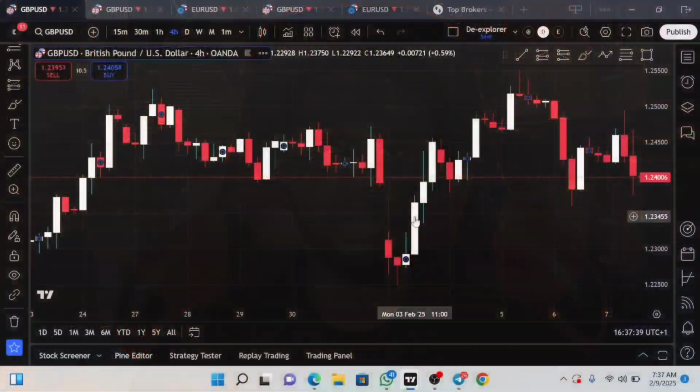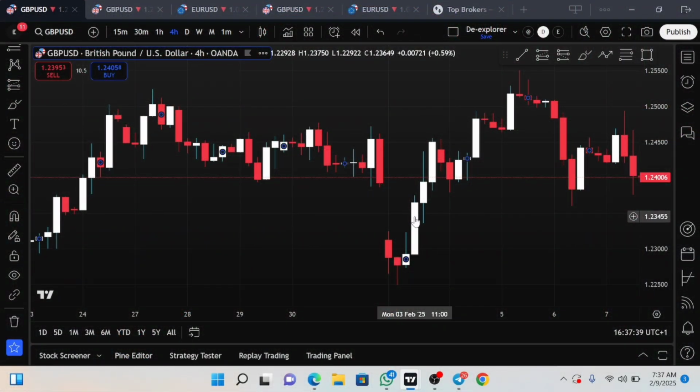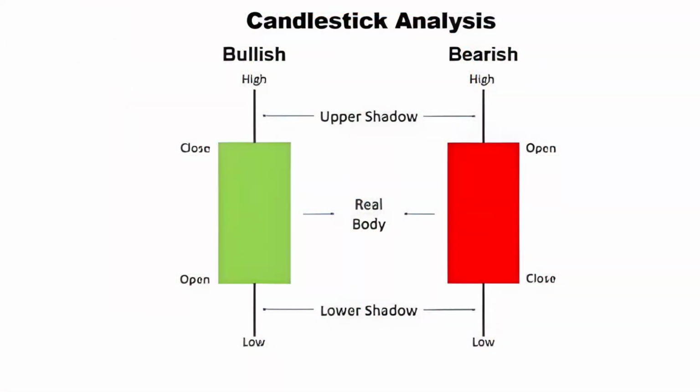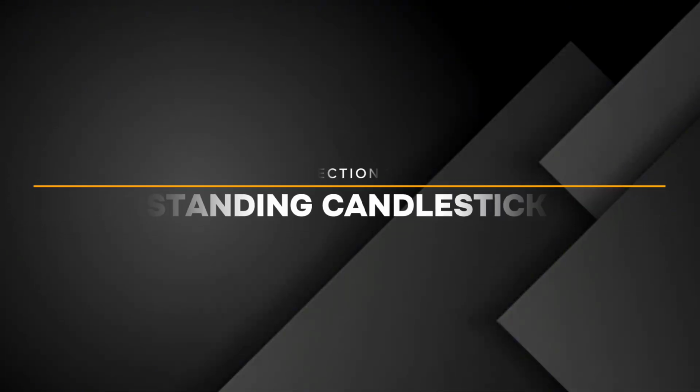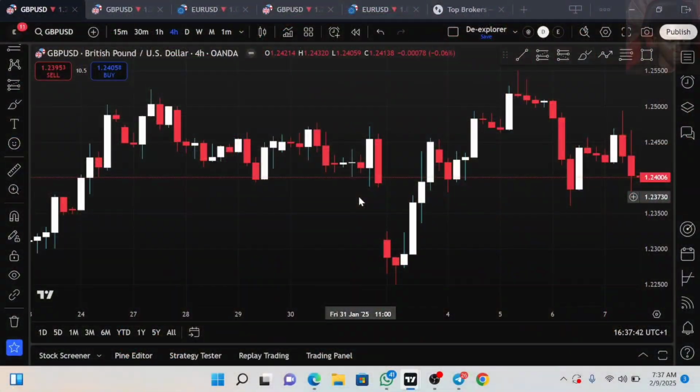Now, the candlestick. The candlestick is the most powerful and popular chart type. Each candle shows the opening, close, high, and low of price. I'll be dwelling on the candlestick more in this video. I'll go to my screen now. Let me share my screen with you.